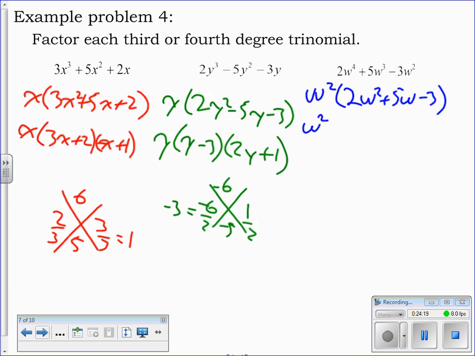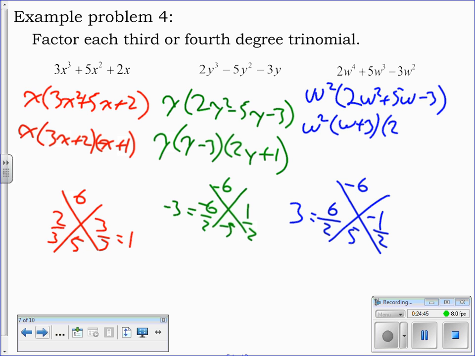And I get w squared times, and set it up one more time with negative 6, and this time positive 5. Excuse me. 6 and 1. And 6 and negative 1. Divide them both by 2. And I get negative 1/2 there. So I get w plus 3, 2w minus 1.